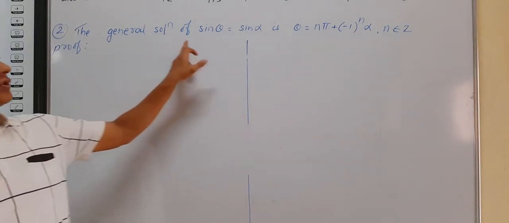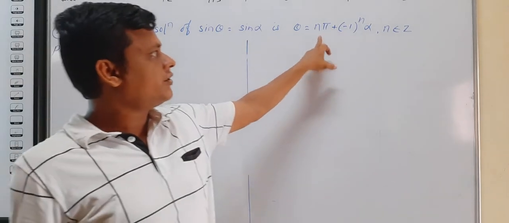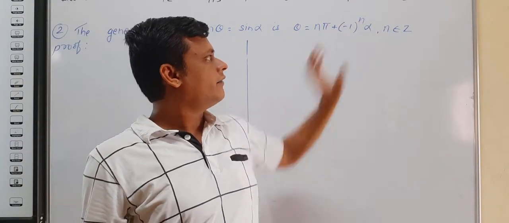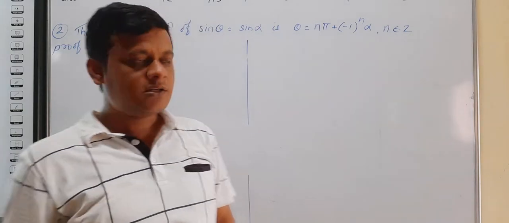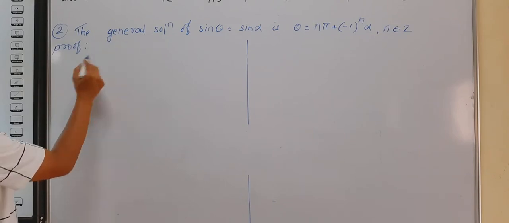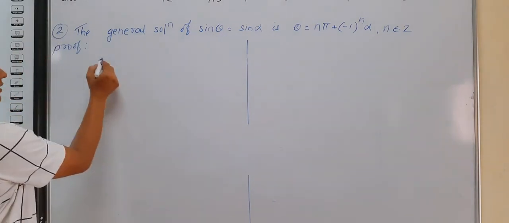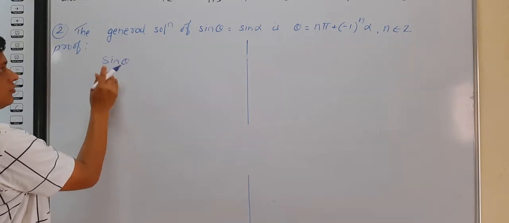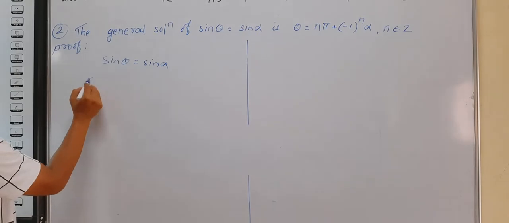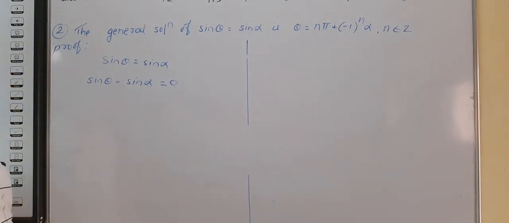The general solution of sin theta equals sin alpha is theta equals n pi plus minus 1 raised to the power n into alpha, where n belongs to Z. Now see how to write the proof. From the given condition, we have to find the general solution for sin theta equals sin alpha. So we write this as sin theta minus sin alpha equals 0.